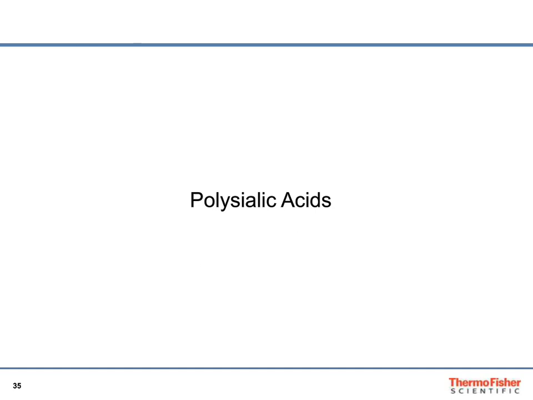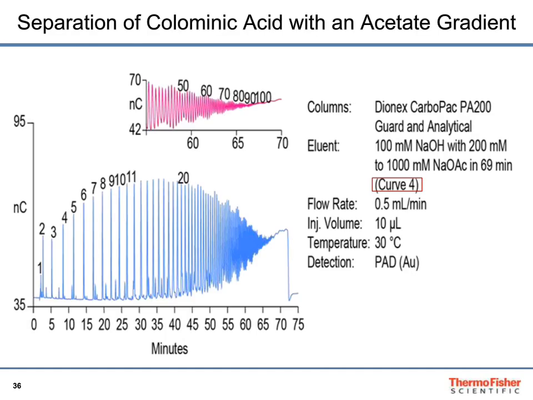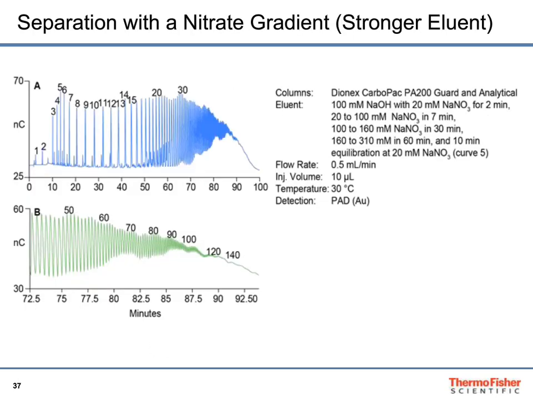But let me go through polysialic acids. Polysialic acid is just sialic acids linked together in a long polymer. In this case, we can separate these. We can see a degree of polymerization up to like 80 to 100, so there'd be 80 to 100 sialic acids in a row. A lot of our customers have done this separation. In this case, we're using a curved gradient to get more peaks. What I want to point out is, because those are highly charged, our customers have shown that we can use nitrate instead of acetate. And that actually allows us to elute more polymers.